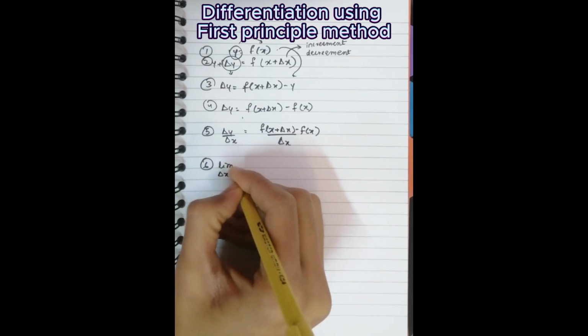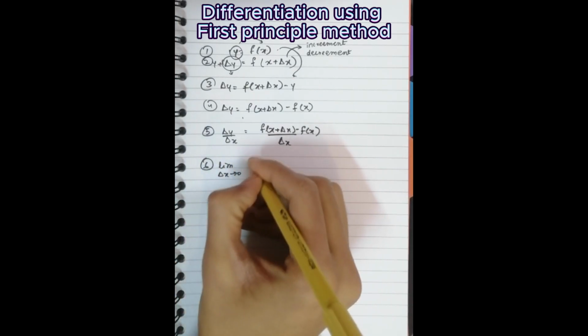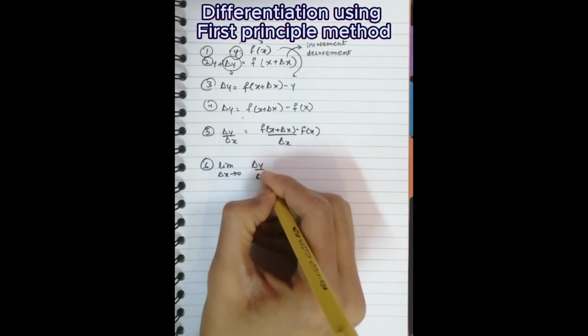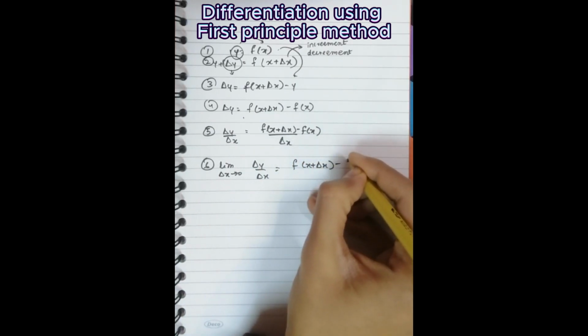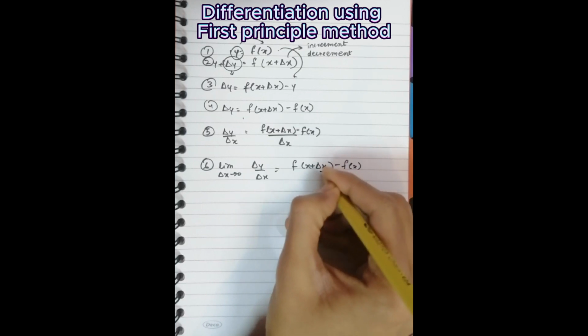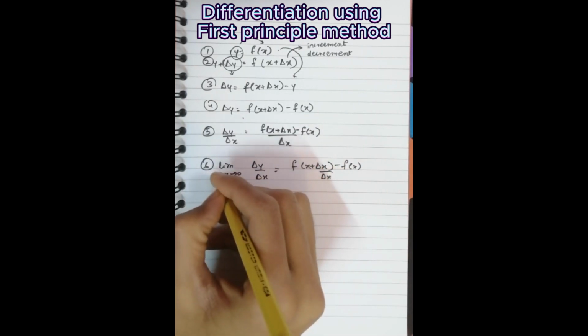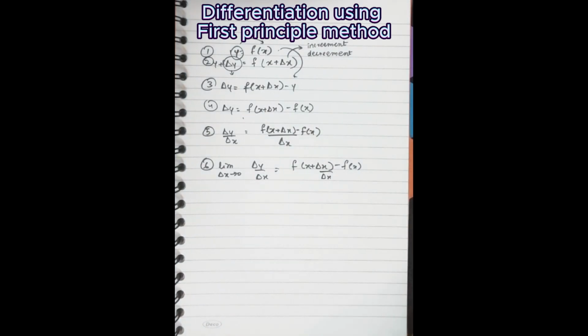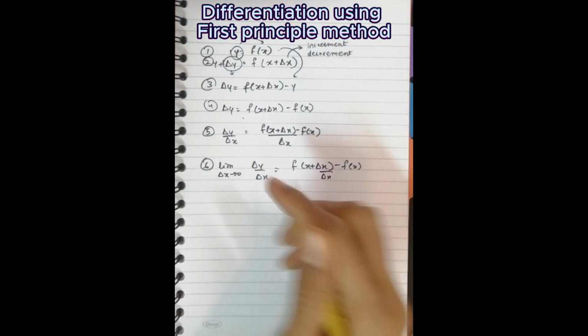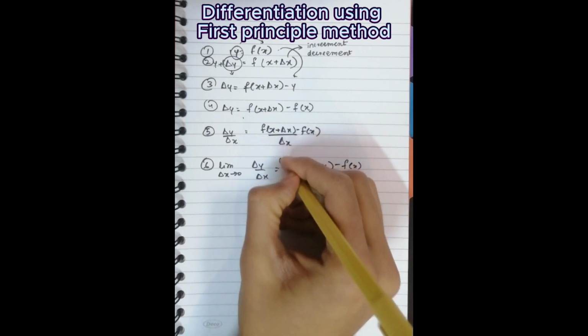limit delta x approaches 0. Okay, let me first of all write what it shows over here: f(x plus delta x) minus f of x, divided by delta x. Now this limit actually shows that wherever in the function delta x is given, we will put the value of delta x equal to 0. Okay, so the limit will be applied on both sides.